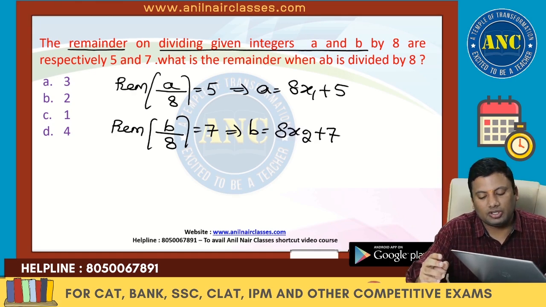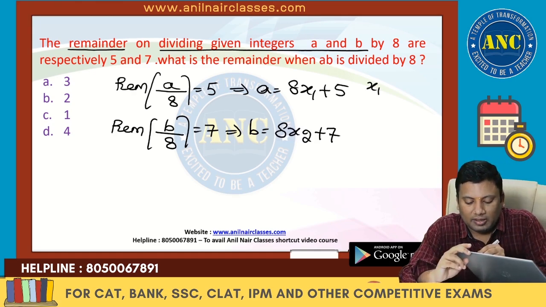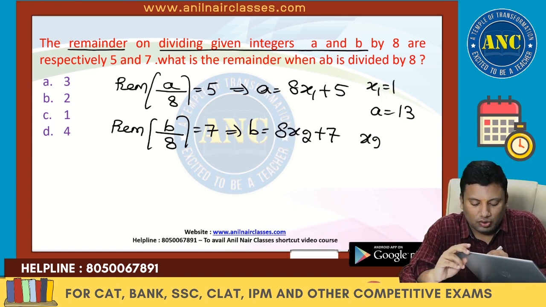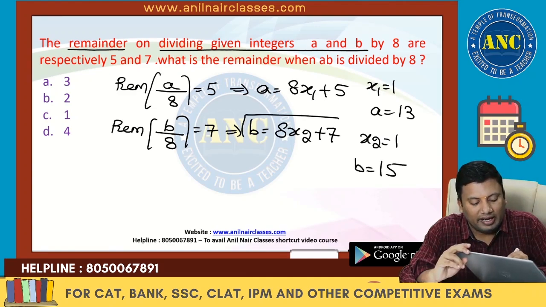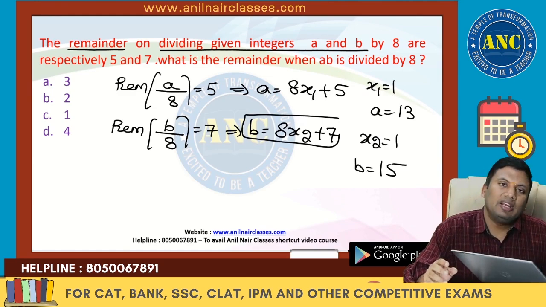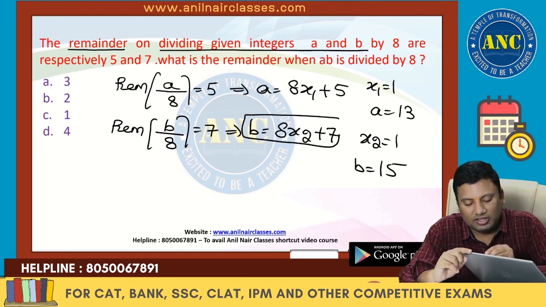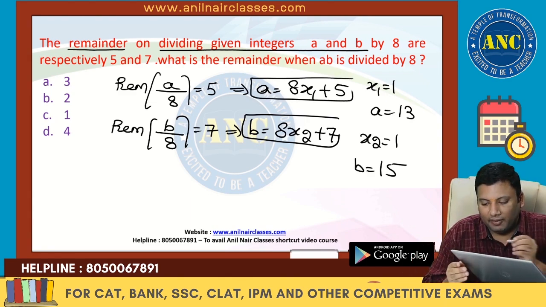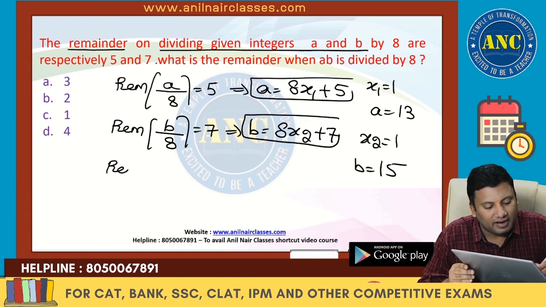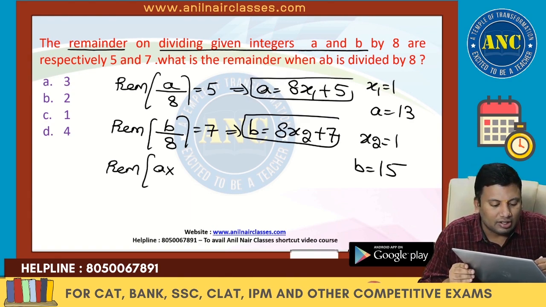You can substitute any value. Let me substitute x1 as 1, so a becomes 13. x2 as 1, so b becomes 15. 15 is of the form 8 into 1 plus 7, and 13 is 8 into 1 plus 5. Find the remainder when a into b is divided by 8.